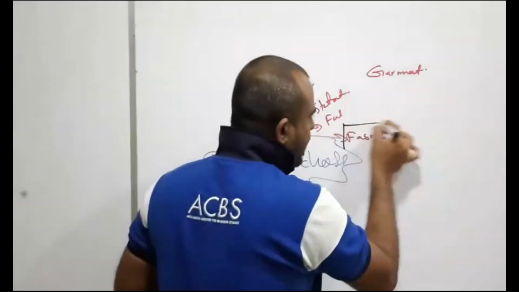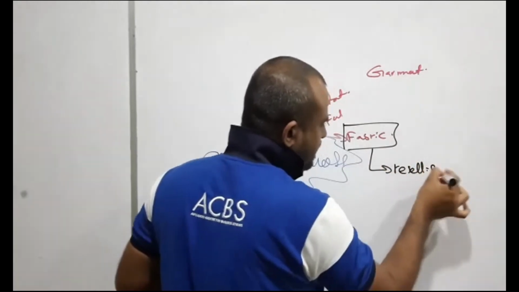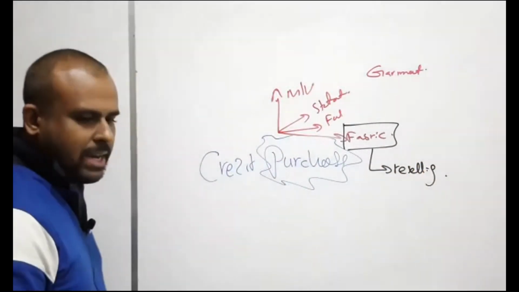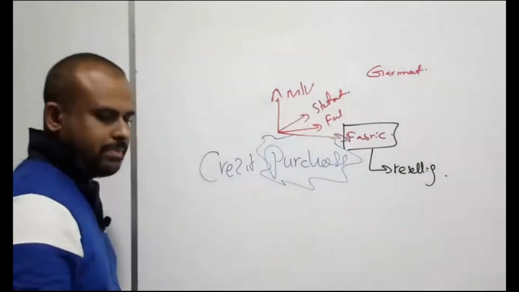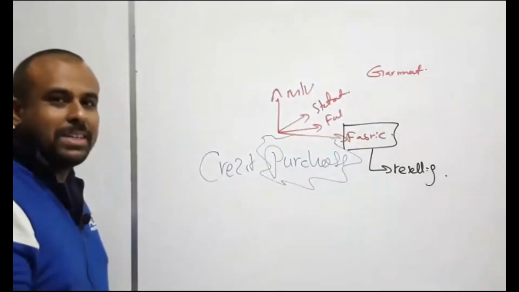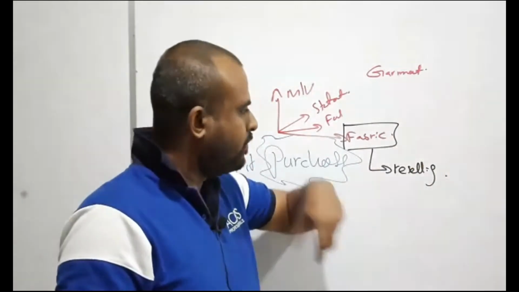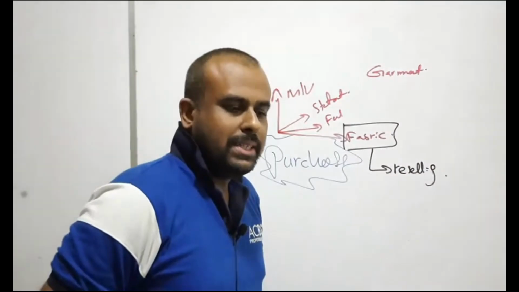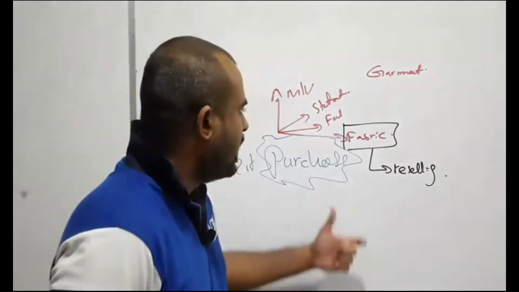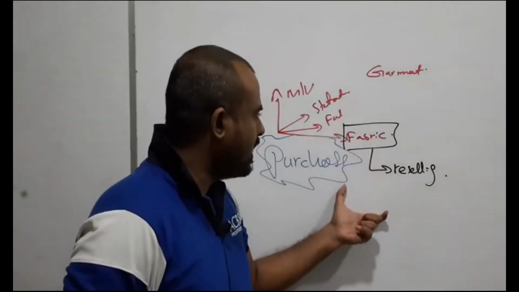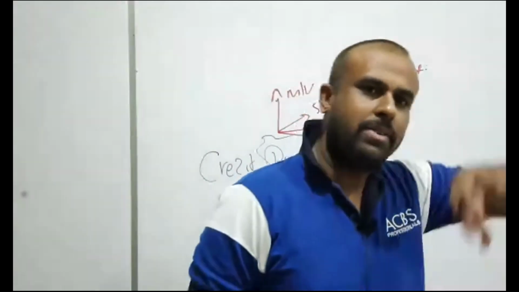Fabric is what you purchase for the purpose of reselling. If you purchase something to resell, only that do you consider as a purchase. Purchases arise if you resell it. So what do we call purchases? Items purchased with the intention of reselling.